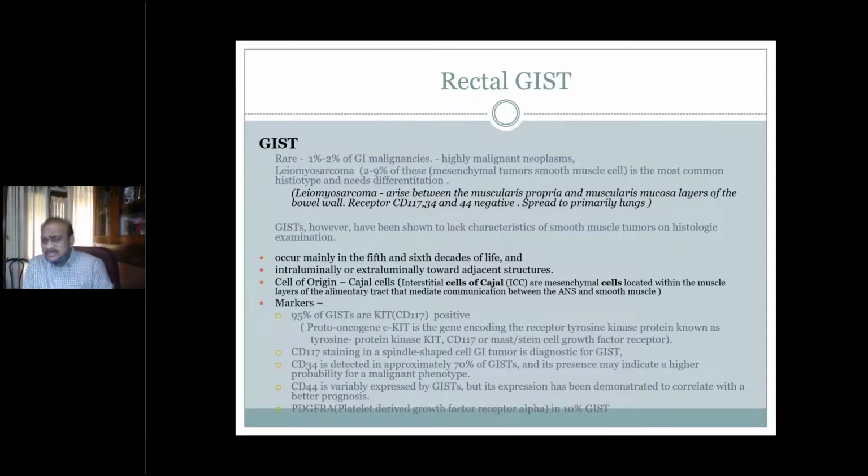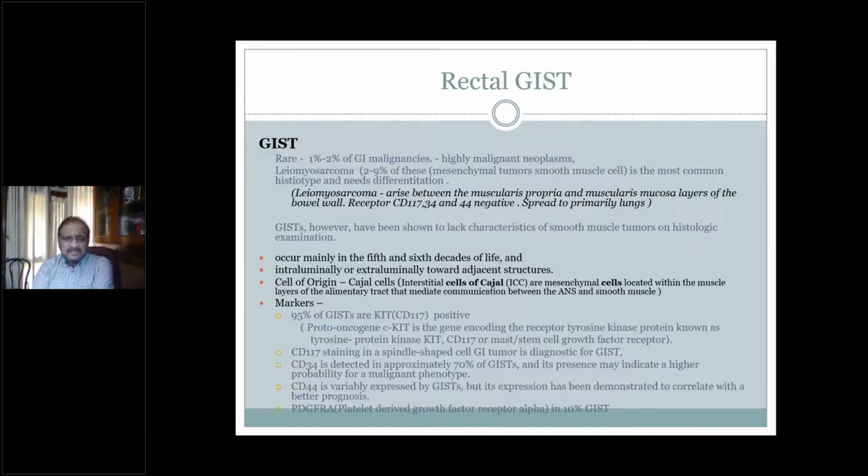rectal gastrointestinal soft tissue tumors. Now that is one of the problematic areas. Fortunately, it's a rare malignancy, only 1 to 2% of GI malignancies, but it's a very highly malignant neoplasm. And among the GISTs, the most common one is leiomyosarcoma. And these are mesenchymal tumors from the smooth muscle cell. That's the most common type of GIST. And these are basically arising from the muscularis propria and muscularis mucosa layers of the bowel wall.